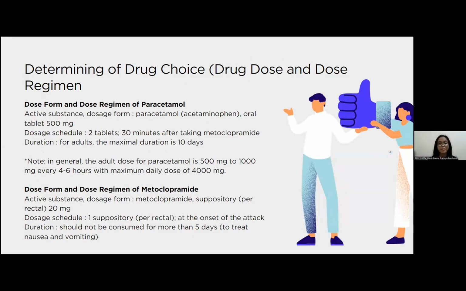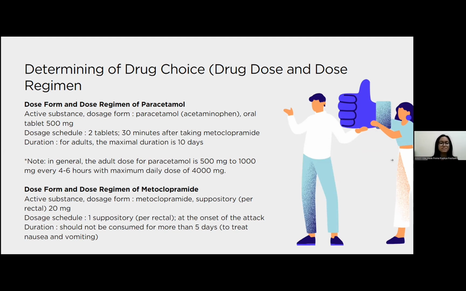Okay, my name is Made Prema Pratnya Prasanti, and the last 3 digits of my student number are 064. I will continue the presentation with determining the drug choice, drug dose, and dose regimen. First is the dose form and dose regimen of paracetamol. Dose form: paracetamol or acetaminophen, oral tablet 500 milligram, with a dosage schedule of 2 tablets every 30 minutes after taking metoclopramide.